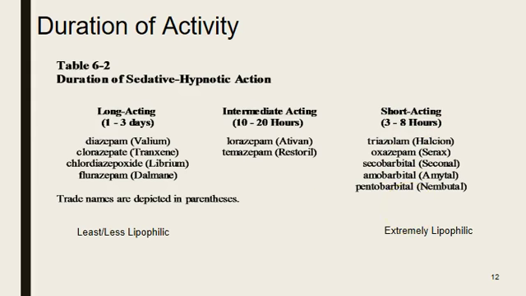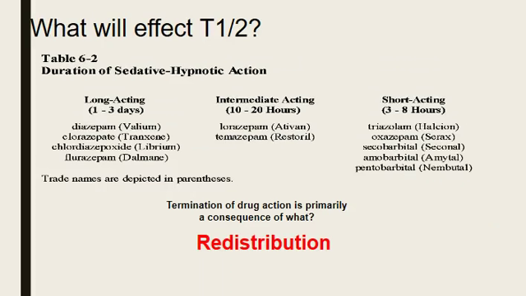So this would probably seem counterintuitive, so stay with me for a moment, because part of it comes down to half-life. And so, in order for a drug to produce its clinical effect, those drugs that have long durations of activity usually have longer half-lives, and that is correct. But determination of a drug action in the context of the CNS specifically is really a consequence, I should say, of redistribution.